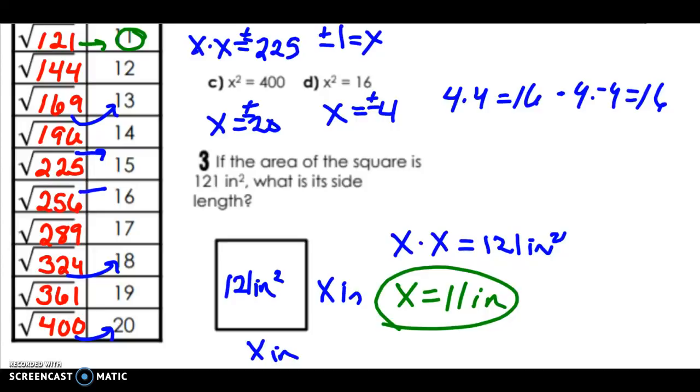Okay, well, hopefully you have this completed and you understand what it means to square a number versus what it means to take the square root, and that you understand what perfect squares are. We will work again next time on estimating them.